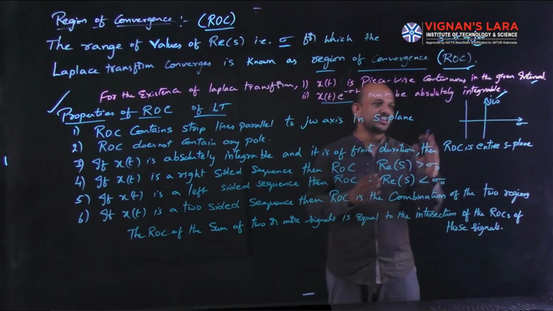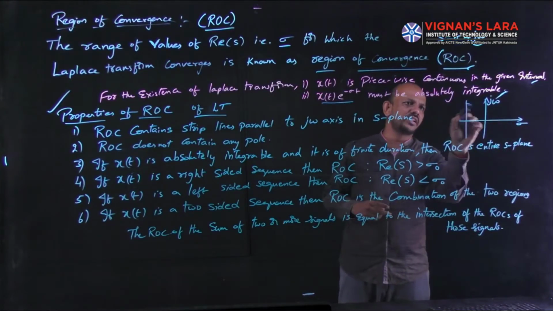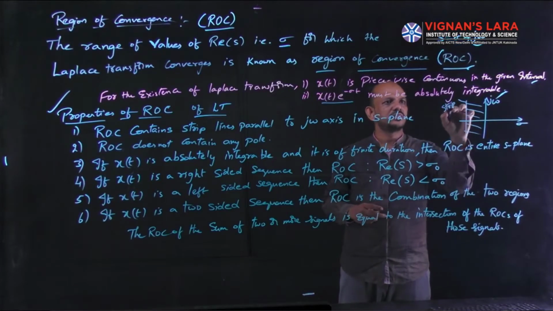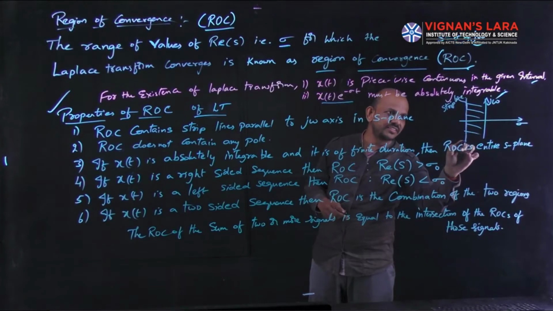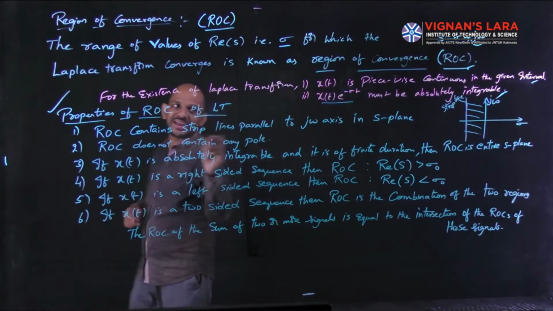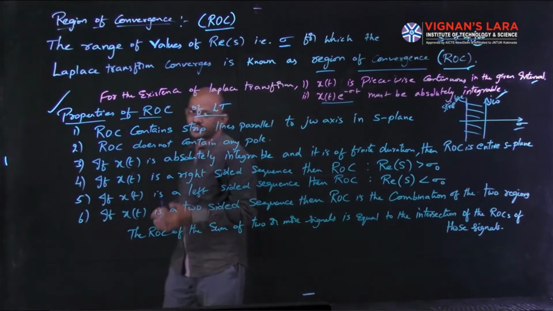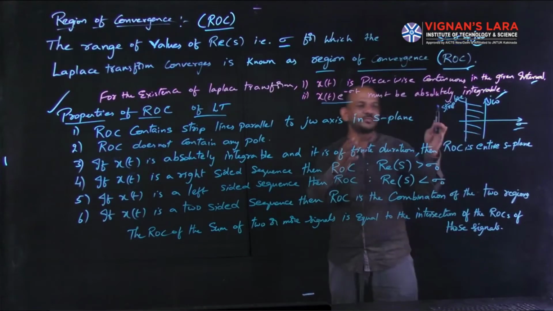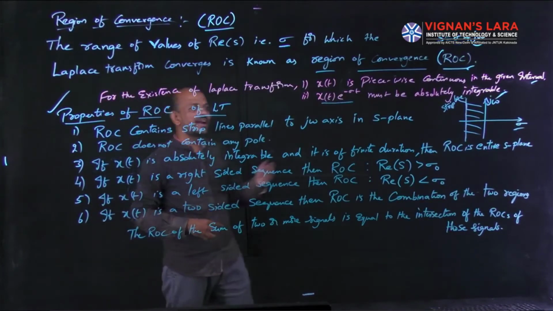So the region is either this side or this side, or in between two values of sigma. Anyway, it will contain a strip line, like this strip line parallel to j omega axis in S-plane. So we consist of strips parallel to j omega axis. Those strips will give the region of convergence. Simply, the first point: region of convergence contains strip lines parallel to j omega axis in S-plane.